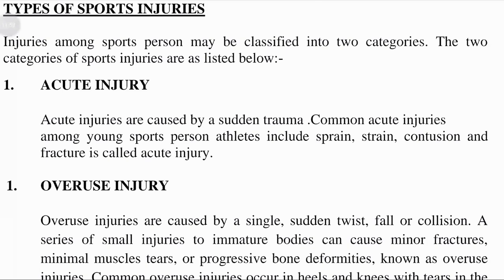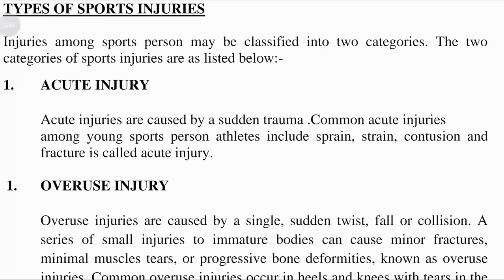Common acute injuries among young sportspersons include sprains, strains, contusions, and fractures. Common means usual. Among young sportspersons or athletes, an athlete is someone who plays sports, especially one who plays it well, a person who can run, jump, et cetera. Include means consist of.